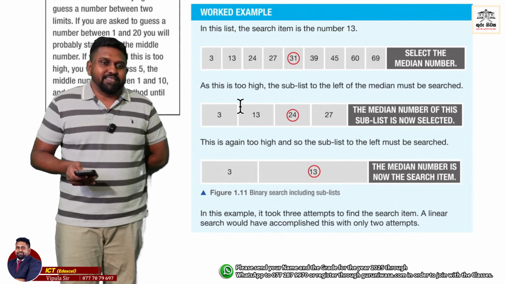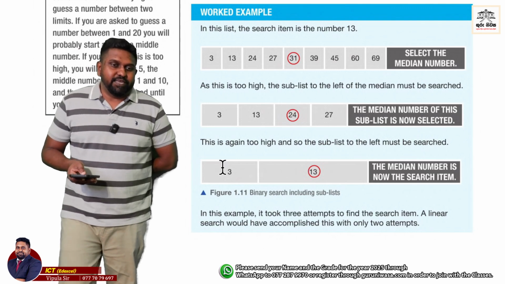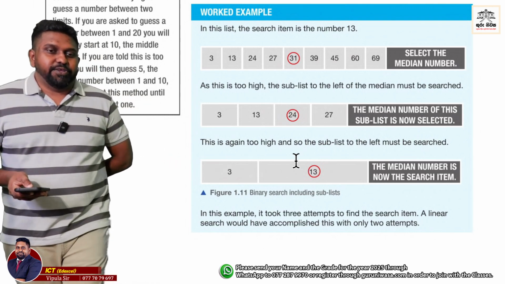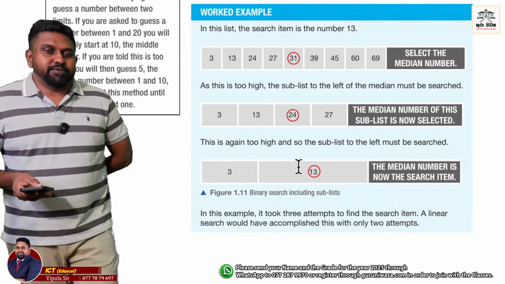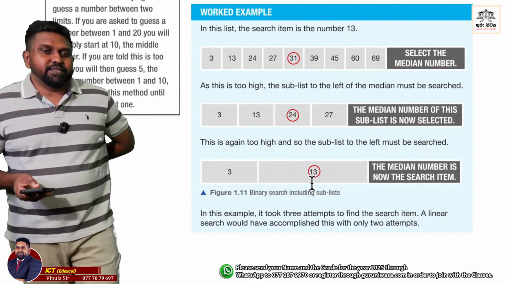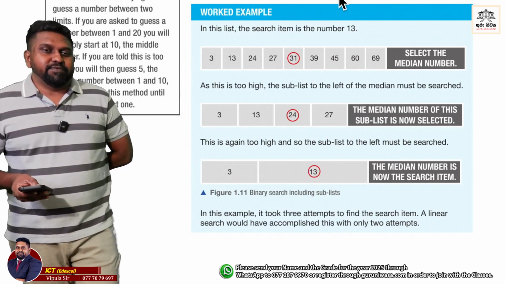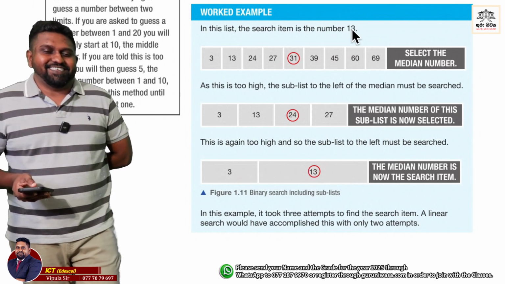Then you jump to the sublist on the left again. So in the sublist on the left, in this part, you now check for the median. So the median is basically the number which we are looking for, number 13, right?